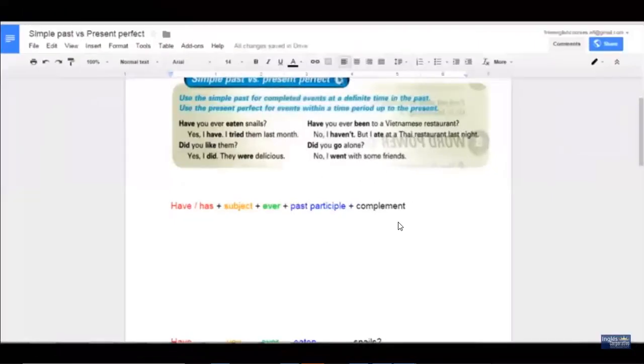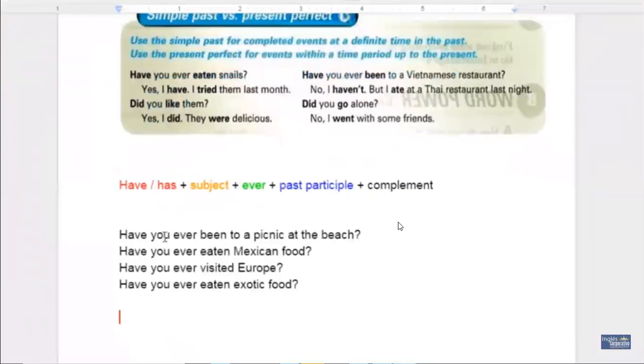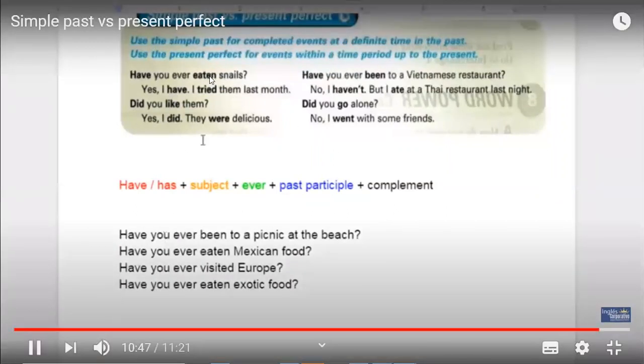And the last thing that I would like for you to do is to answer the following questions. Have you ever been to a picnic at the beach? Have you ever eaten Mexican food? Have you ever visited Europe? Have you ever eaten exotic food? As you answer these questions, what I would like for you to do is to answer the question with either yes, I have, and then I want you to tell me that past experience. So similar to the examples that we see on the chart, let's say the question is, have you ever eaten Mexican food?